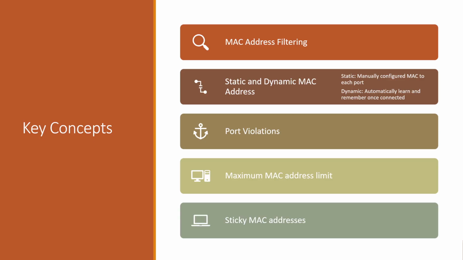We may have port violations. A port violation occurs when an unauthorized device tries to connect to the port, or when the device exceeds the allowed number of MAC addresses on a port. Okay. We may have that maximum MAC address limit on the ports. For instance, we may allow them to have 2 MAC addresses on a port. Maybe we have a phone and a computer. Well, that's 2 devices, which means I need 2 MAC addresses to be able to talk through it.